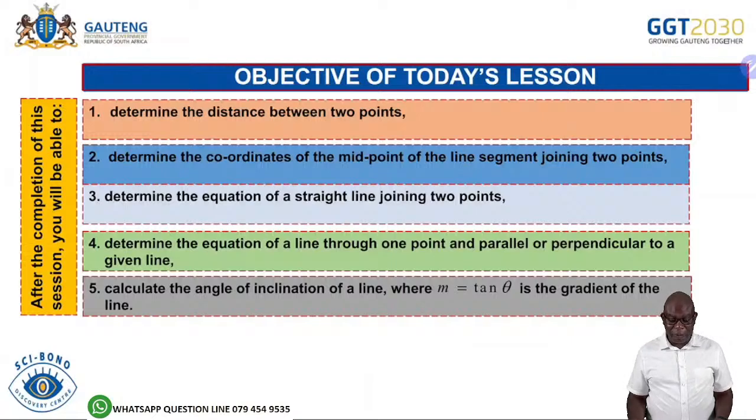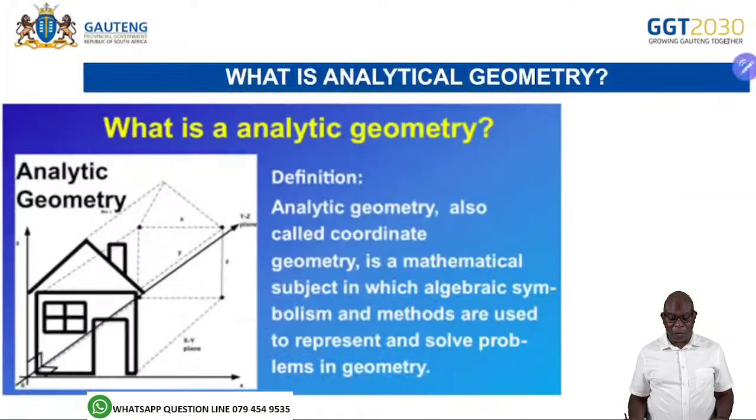Calculate the angle of inclination of the line, where m is the gradient, equals tan theta. So m equals tan theta is the gradient of the line. The formula will be given there as m equals tan theta. Then we must be able to get the angle of inclination. You will see how we're going to do it in the activities that follow.